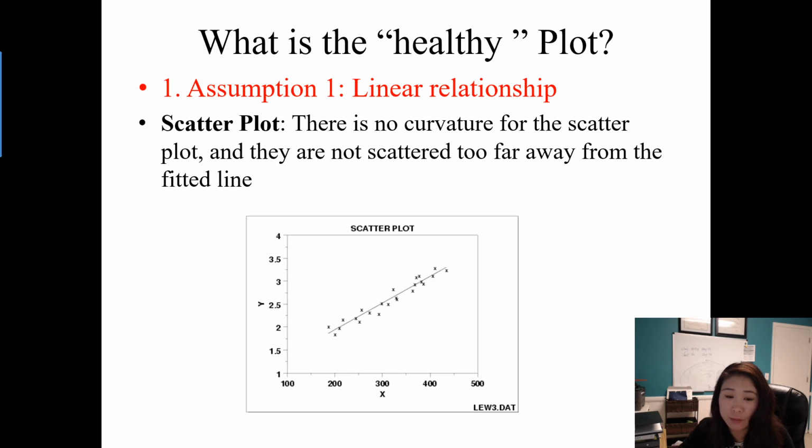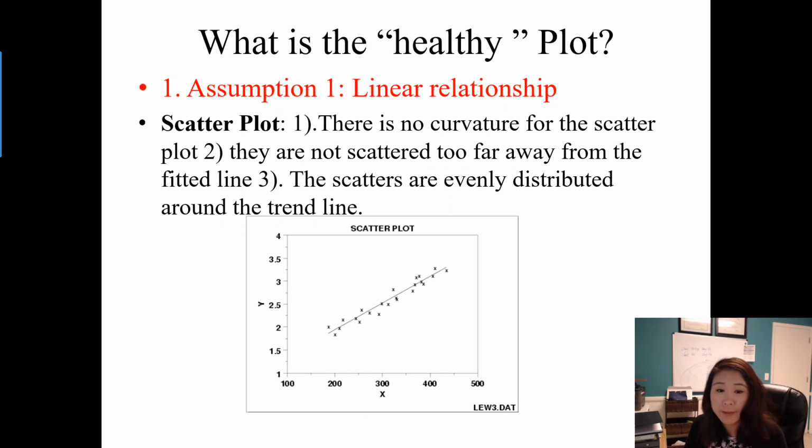Like I said, for the linear relationship, we are looking for the scatter not to be scattered too far away from your trend line. When we look at the scatter plot, you can see in this case on the bottom, it's indicating a healthy plot. That means this plot indicates the first assumption is not violated. Why? You're going to check these characteristics for this scatter plot. First of all, the vertical axis is your y variable and the horizontal axis is your x variable. When you look at this scatter plot, you need to check first for no curvature. Obviously, you can see the scatter showing you a straight line, right?